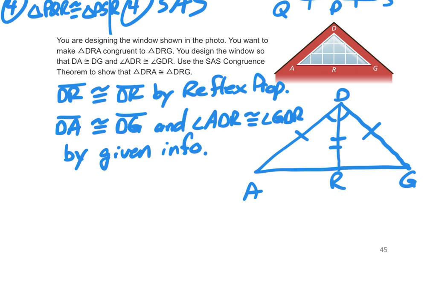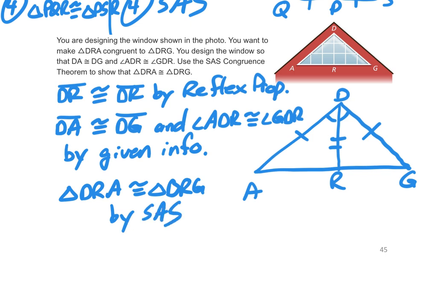Therefore, triangle DRA is congruent to triangle DRG by side angle side. Okay. So pretty similar to writing a two-column proof, but you could just write the statements out and use it as well. Just got to have enough information to prove that the triangles are congruent. Okay.